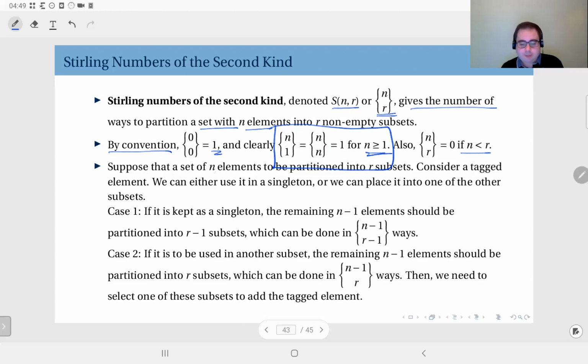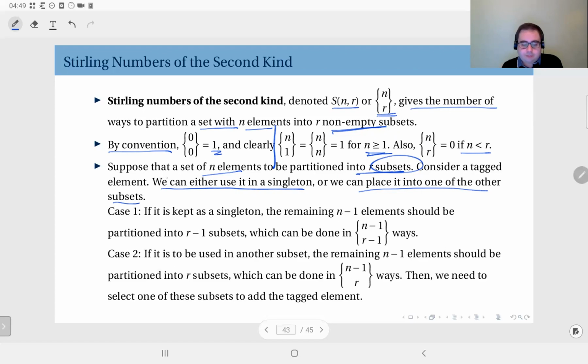Suppose that a set of n elements is to be partitioned into r subsets. Of course, the subsets should be non-empty. Do not forget this. Now consider one specific element out of n. Of course, there remain n minus 1 elements. When we consider that specific element, we can either use it by itself as a singleton, or we can place it into one of the other subsets, which will not be a singleton.